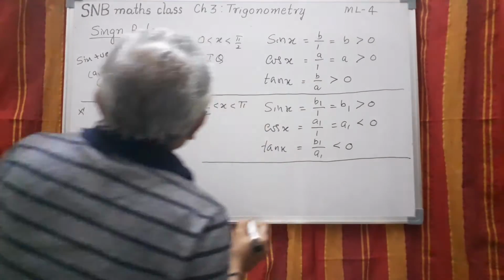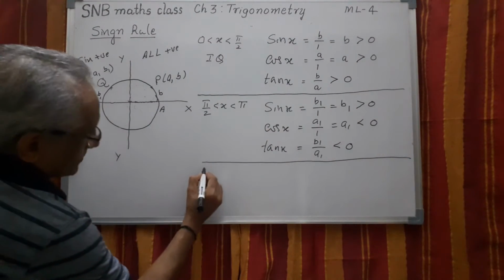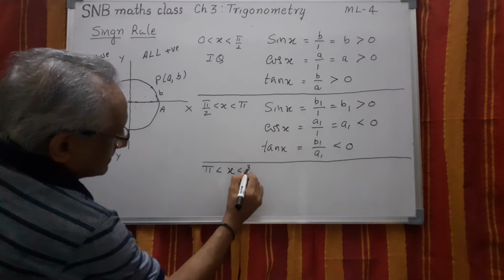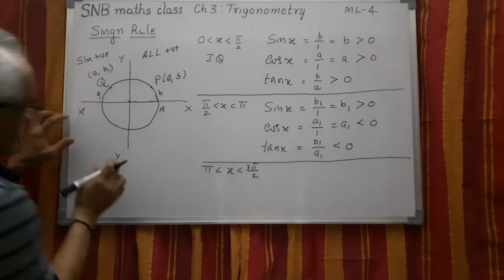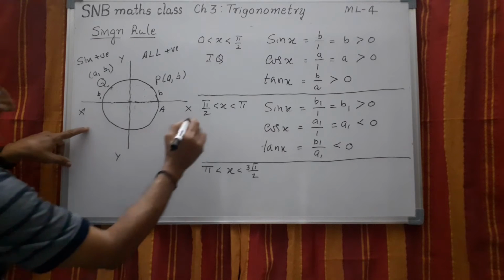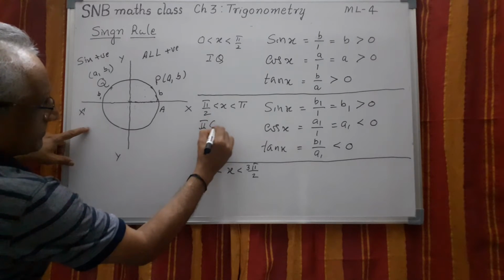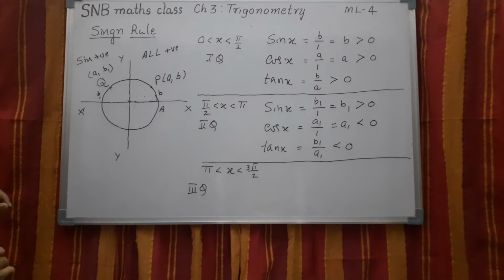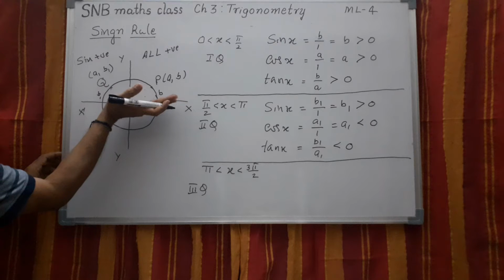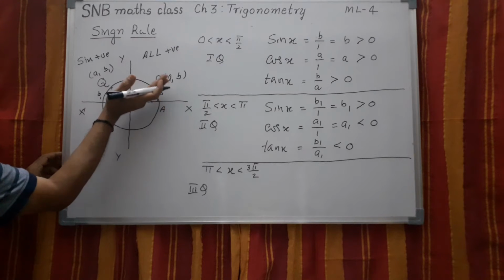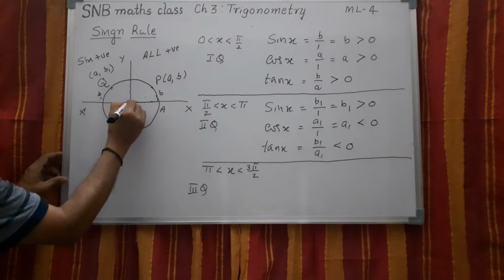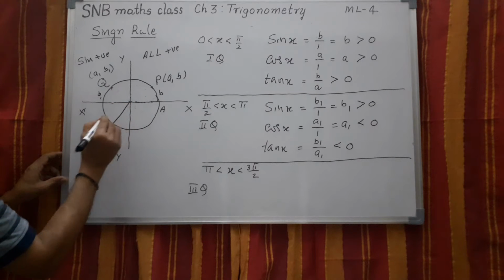Next quadrant, that is quadrant 4. So that is pi less than x less than 3 pi by 2. So this quadrant is quadrant 3, this is quadrant 2. This is the third quadrant, quadrant 3. Now imagine how to define the trigonometric ratio. Take a radius here, rotate it like this, but it should come to the third quadrant. That means like this.